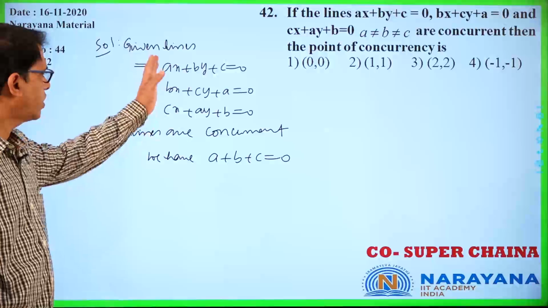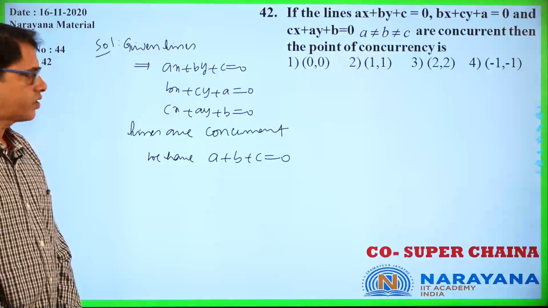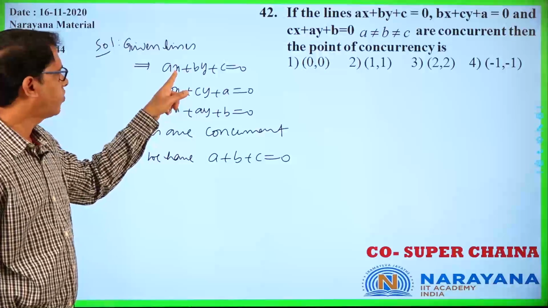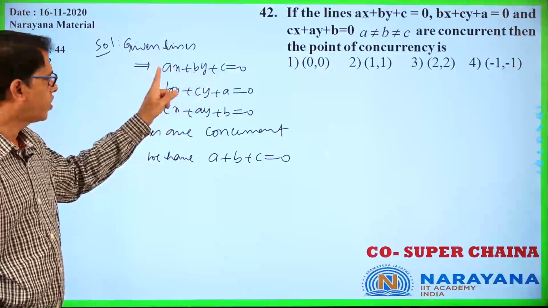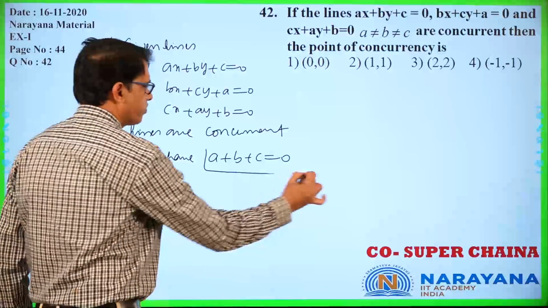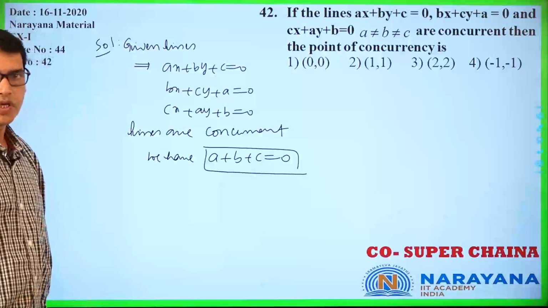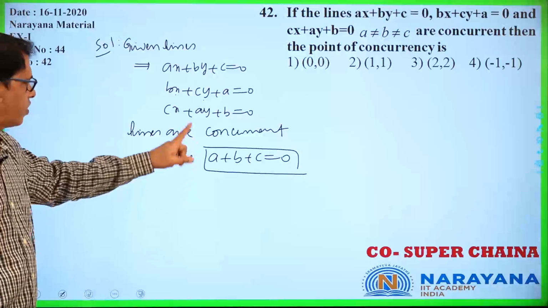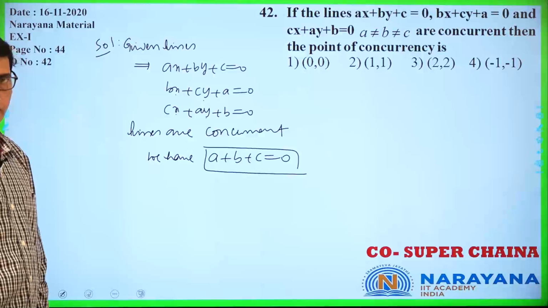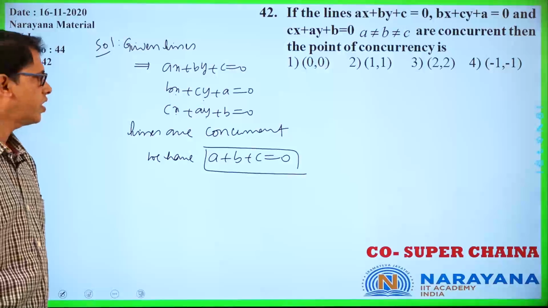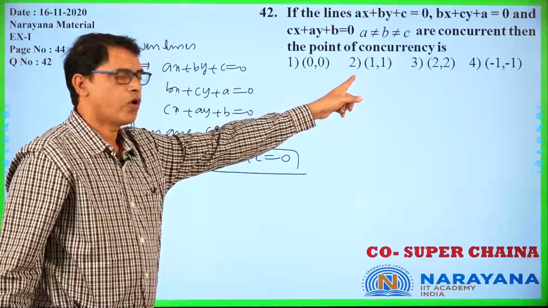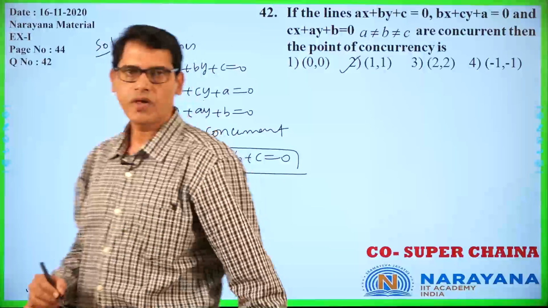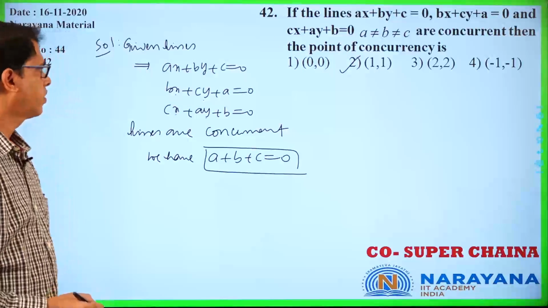Now look at the given lines. In what case do we get a plus b plus c equals 0? Here the x value must be 1, the y value must be 1, so that we have the result a plus b plus c equals 0. Take the second one. If x is 1 and y is 1, then a plus b plus c equals 0. Here also the same. So using this condition, the point of concurrency equals 1 comma 1. Okay. Next one.